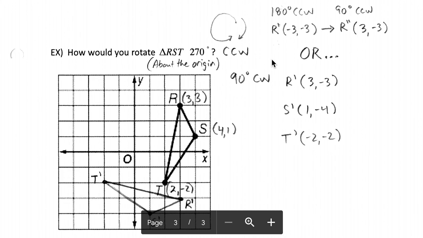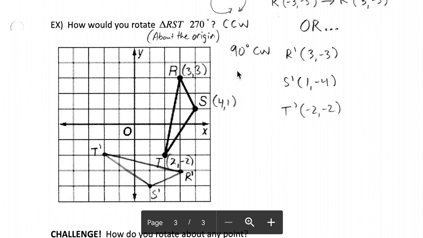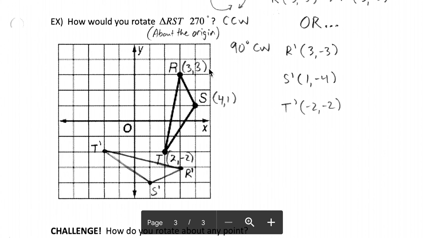But there is actually a 1-step process to doing this. Remember how we said that if we rotate 360 degrees and just back up 90 degrees, we will have ended up at 270 degrees. So actually, all we need to do is rotate 90 degrees in the opposite direction to end up in the same spot as rotating 270 degrees. So rather than doing 270 degrees counterclockwise, we can just do 90 degrees clockwise and we'll end up in the same spot.